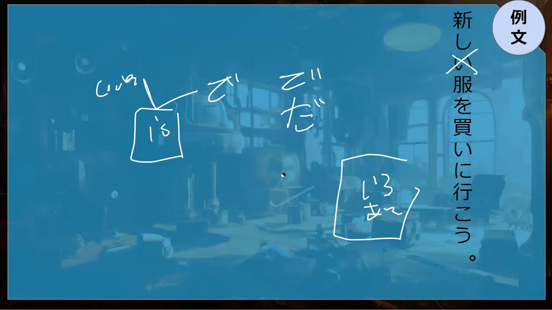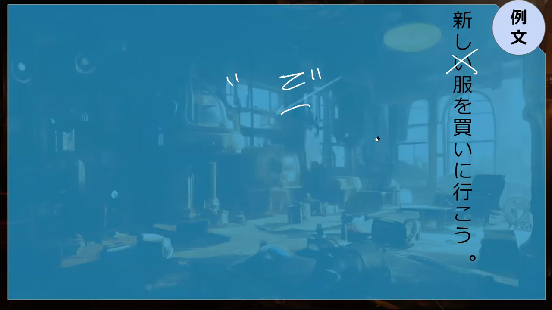So here it says, 新しい服を買いに行こう. Let us go buy new clothes. Let's go buy new clothes. Perfect. Let's go buy new clothes. I'm going to buy new clothes.